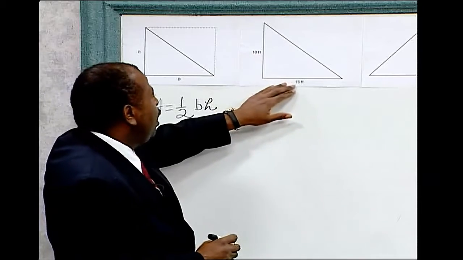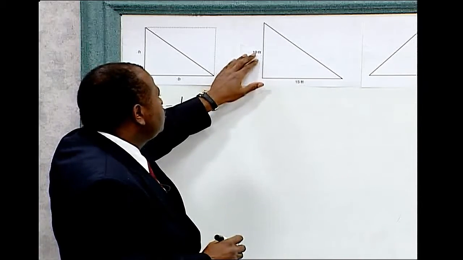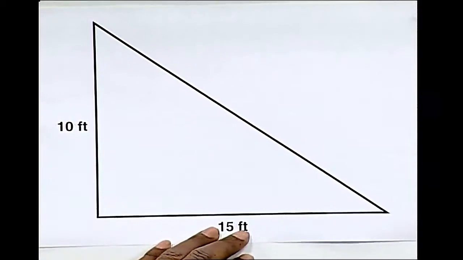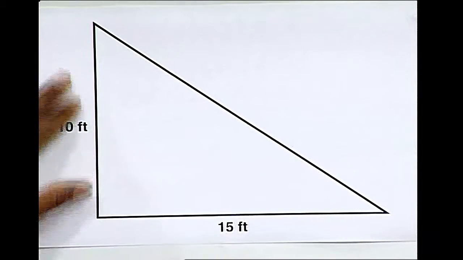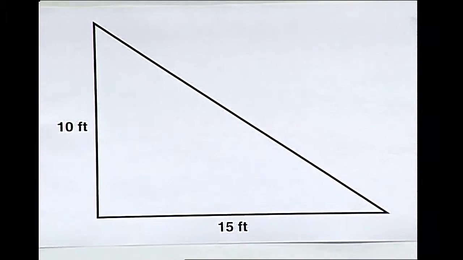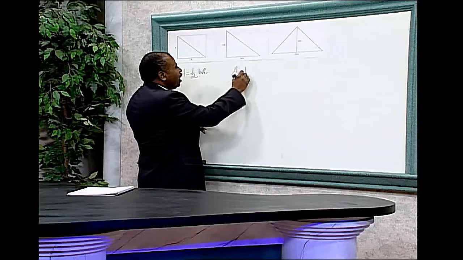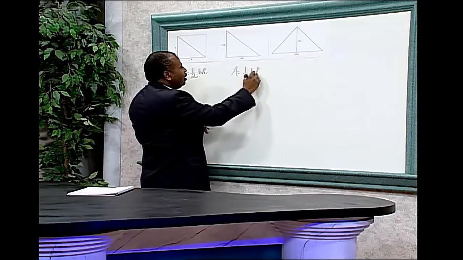Let's do a sample problem for a triangle. This triangle has a base of 15 feet and a height of 10 feet. Utilizing the formula, A is equal to 1/2 the base times the height.